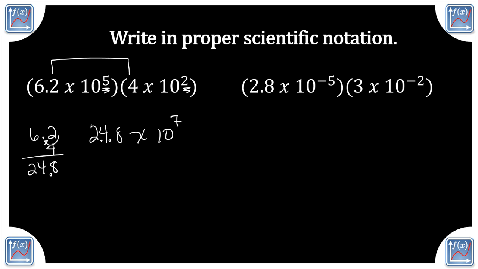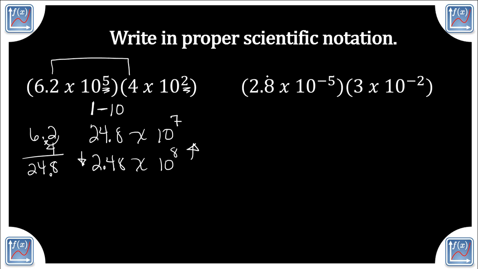But notice the coefficient needs to be between 1 and 10 without going over 10. So we need to decrease our coefficient from 24.8 to 2.48. Then we're going to keep our scientific notation balanced and increase the exponent by 1.